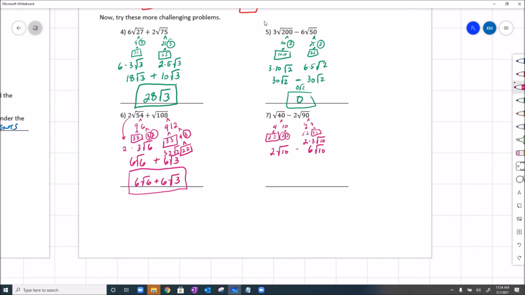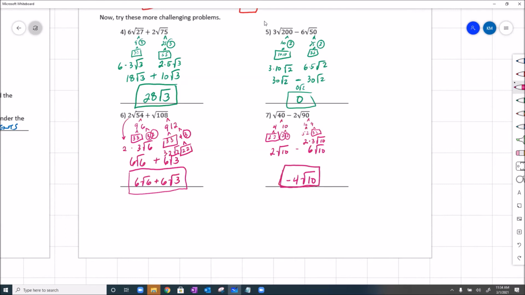So 2 radical 10 minus 6 radical 10 gives us negative 4 radical 10. They're like terms, so we can do that. It's a negative here with the radical, which might make you think twice, but the negative is outside of our radical, and so that's okay. Negative 4 radical 10.